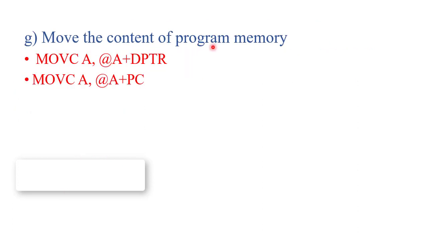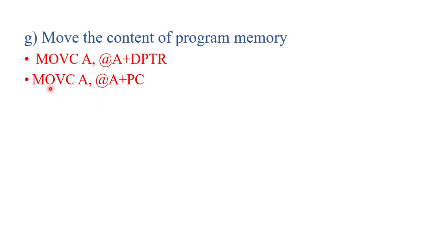Next is moving the content of program memory. In this type of instruction, we move or copy the data from program memory. So first instruction is MOVC A, @A+DPTR. Here C indicates data is accessed from program memory or code memory. And this instruction tells that @A+DPTR says the content of accumulator register is added with the content of DPTR register and the result is the address of the memory location where data is present. So that data is copied into the accumulator register.